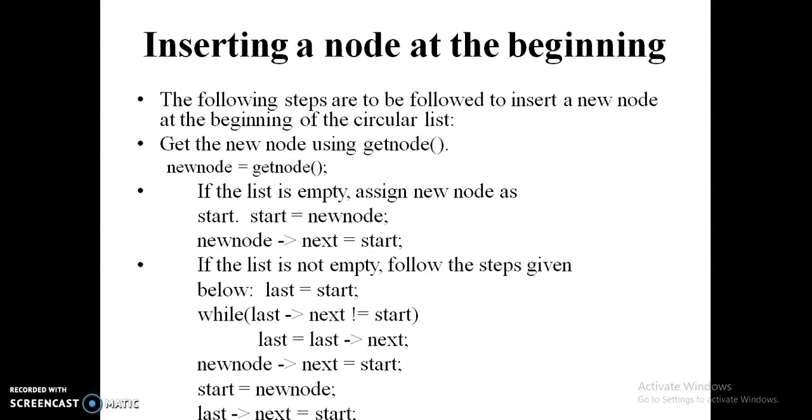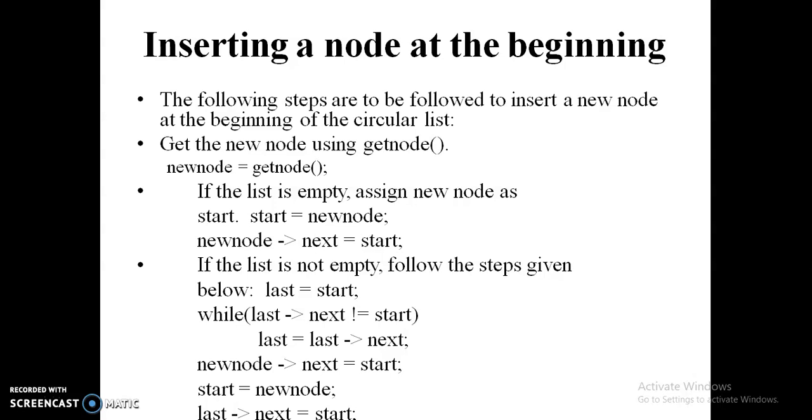Inserting a node in the beginning. Okay, so inserting a node in the beginning, again, we will take one node from the get node function. One new node is created and assigned to the new node variable. Then, if the linked list is null, we'll assign the node as the starting node, and new node of next is equal to the start.